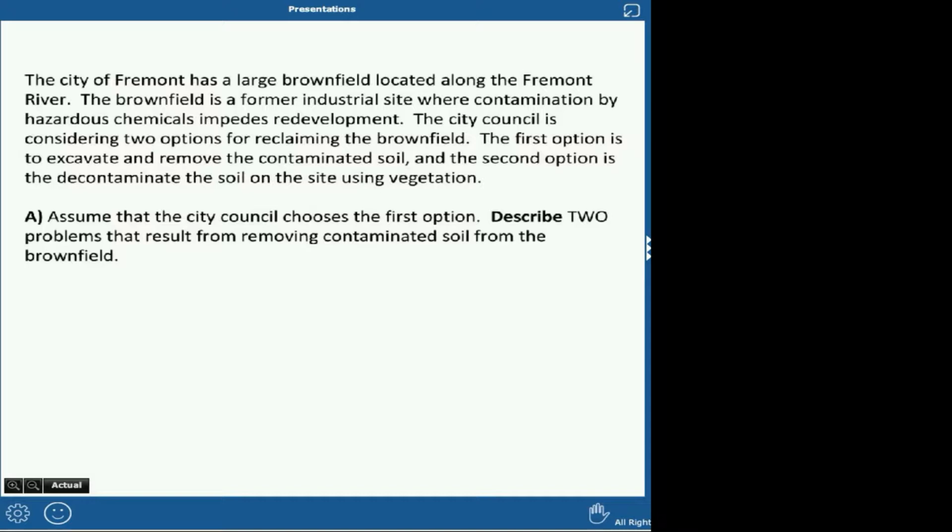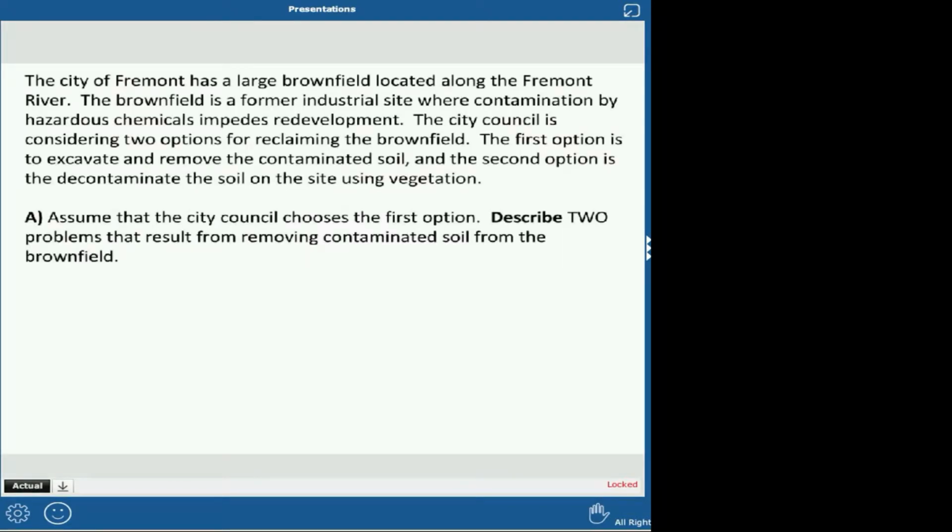So anyway, the city of Fremont has a large brownfield located along the Fremont River. The brownfield is a former industrial site where contamination by hazardous chemicals impedes redevelopment. The city council is considering two options for reclaiming the brownfield. The first option is excavate and remove the contaminated soil. The second option is decontaminate on the site using vegetation. So that's like phytoremediation. For part A, we want to assume the city chooses the first option. It says describe two problems that result from removing soil from a brownfield.